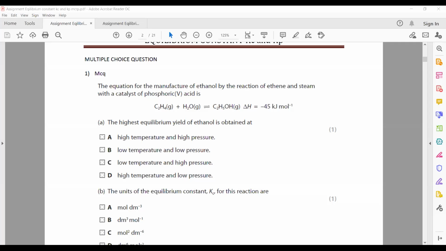So what could be the answer here? For 1A, C will be the right answer. Why? Because it's an exothermic reaction, so decreasing the temperature and increasing the pressure will both lead to a higher yield of ethanol.